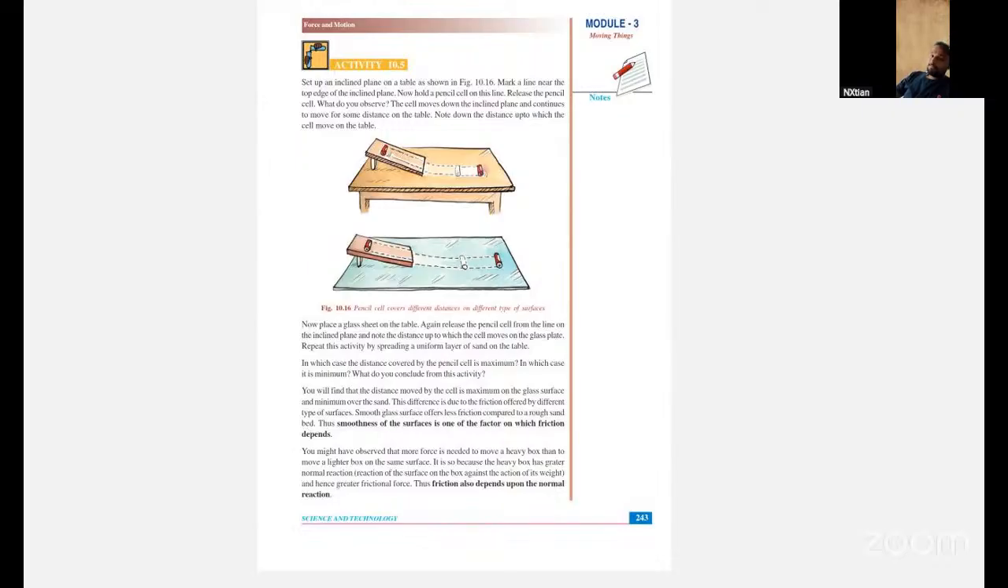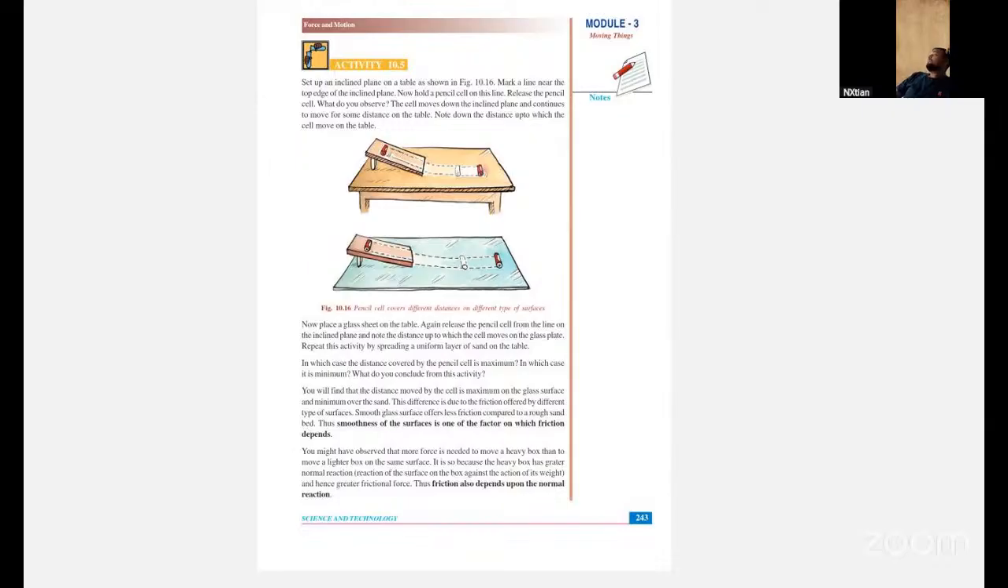Next, place a glass sheet on the table. Again, release the pencil cell from the line on the inclined plane and note the distance up to which the cell moves on the glass plate. Repeat this activity by spreading a uniform layer of sand on the table. In which case the distance covered by the pencil cell is maximum, in which case is it minimum? What do you conclude from this activity?